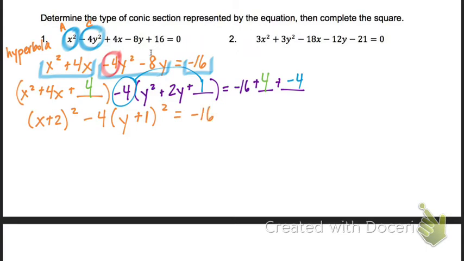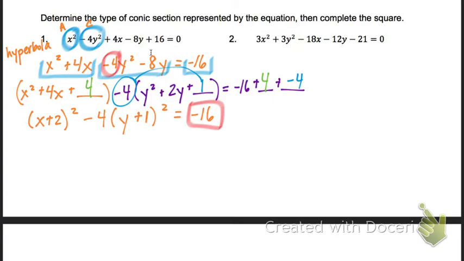Now, going back to the original equation that you wrote down at the top, what is it equal to? What is a hyperbola equal to? Equals 1. What was on the right-hand side of the equation? 1, right? So in a hyperbola and an ellipse, you always want to set them equal to 1. So what do I need to divide by to get this right side to equal 1?